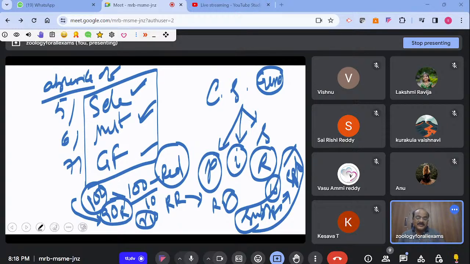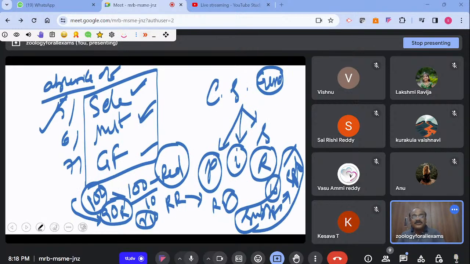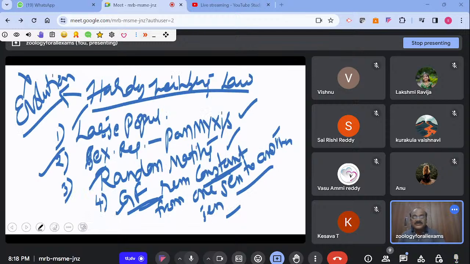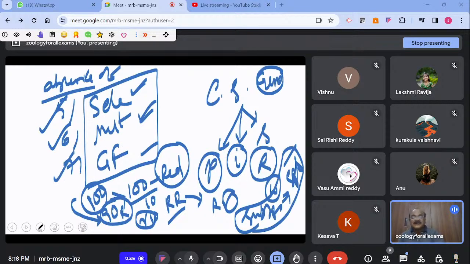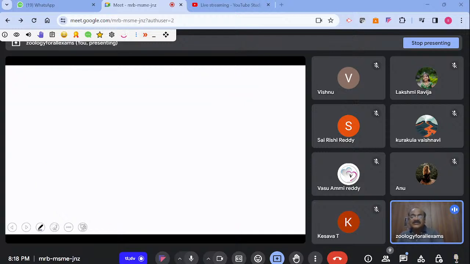In other words, reverse it. When selection is there, gene frequency changes. When mutation is there, like we have just seen in this example, gene frequency changes. When gene flow is there, gene frequency changes. That means evolution takes place. How does evolution take place? When there is a change in the gene frequency with respect to selection.